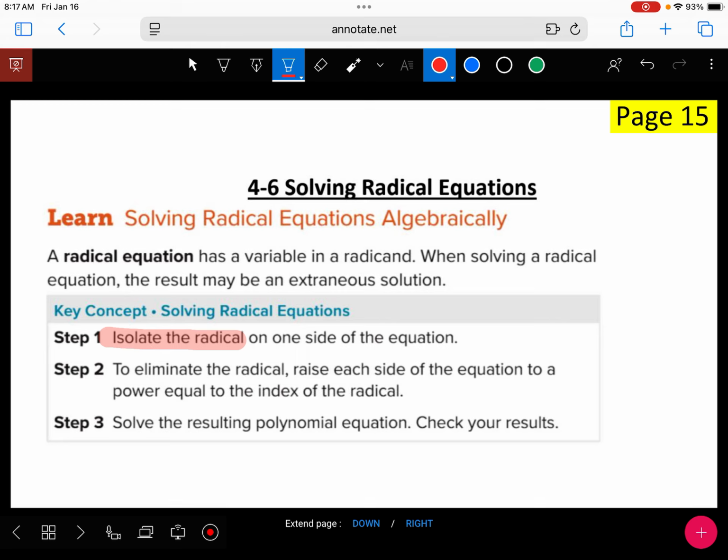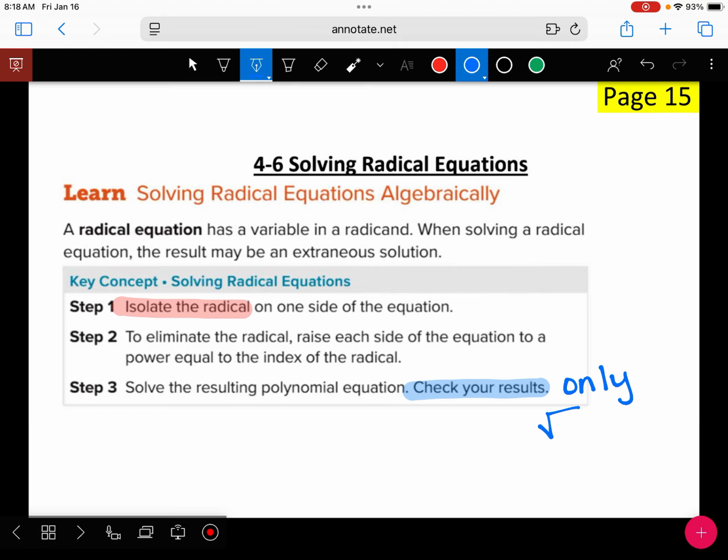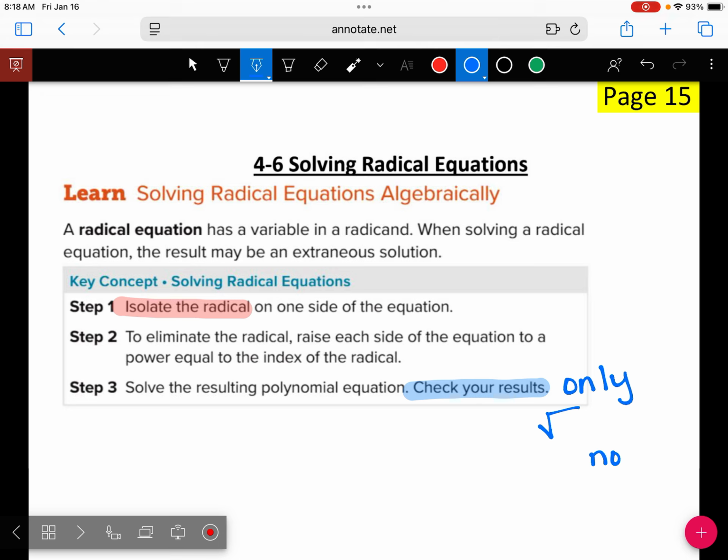The inverse of a radical is a power. So if it's a square root, we're going to raise it to a power of 2. And if it's a cube root, we raise it to a power of 3. And lastly, we do have to check, but we only check square roots. Only square roots. So this one right here. We do not have to check cube roots. So if there's a 3, we don't check it.